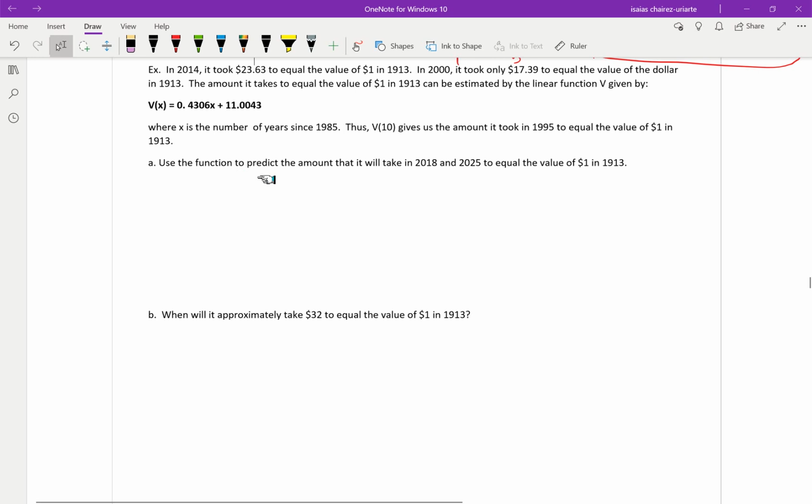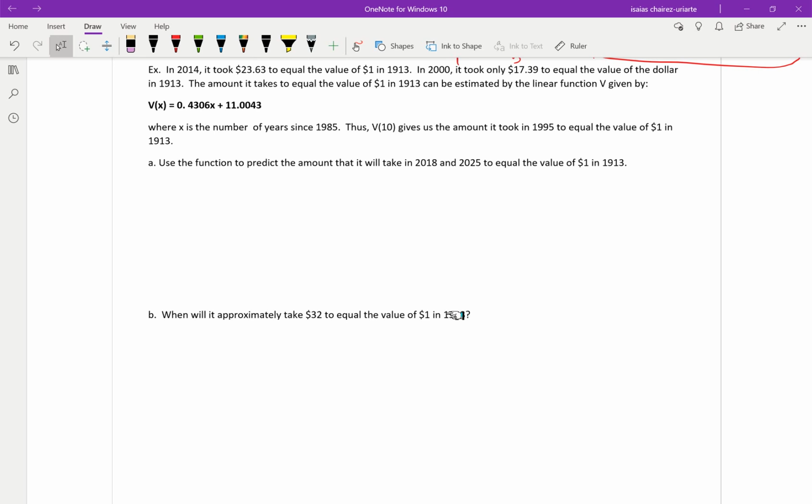The first part asks us to use the function to predict the amount that it will take in 2018 and 2025 to equal the value of $1 in 1913. The second part asks when will it approximately take $32 to equal the value of $1 in 1913. If I was you, I would pause the video right now and see if you can take on the challenge and answer these two little parts. Okay, let me help you answer them then.